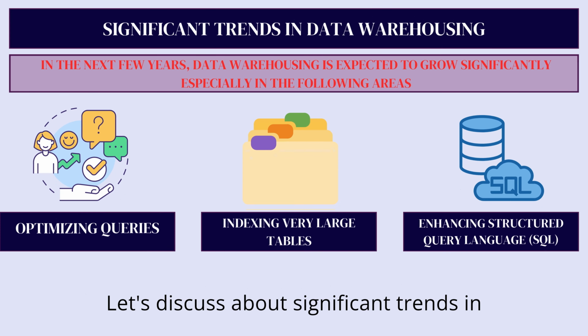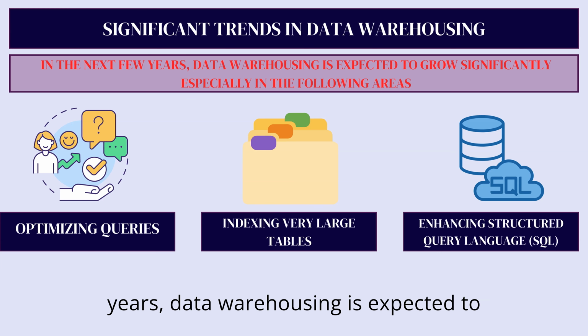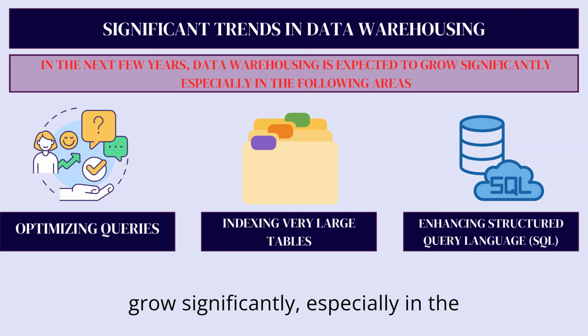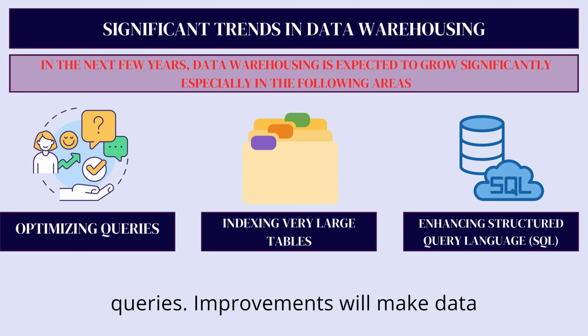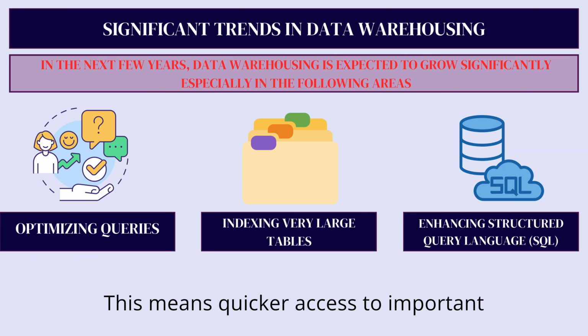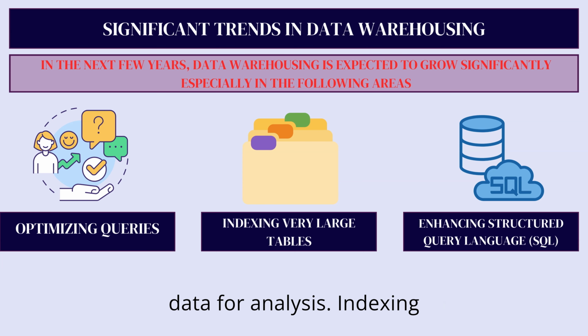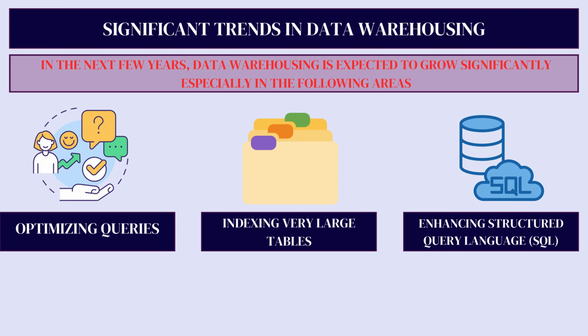Let's discuss significant trends in data warehousing. In the next few years, data warehousing is expected to grow significantly, especially in the following areas. Optimizing queries. Improvements will make data retrieval faster and more efficient. This means quicker access to important data for analysis. Indexing very large tables. Better indexing methods will be developed. This allows for faster searching and sorting of massive datasets.